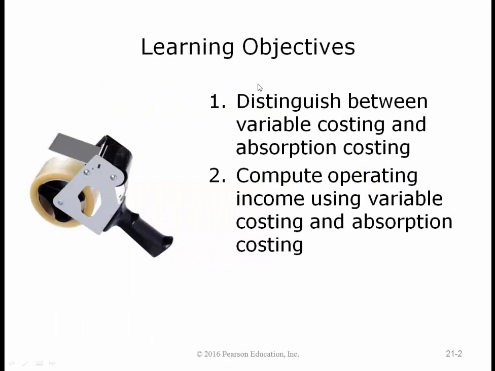Learning objectives: we're going to distinguish between variable and absorption costing. We're going to compute operating income using variable and absorption costing. And I'm going to do this a little bit more skinnied down, or a little bit more narrow, than what you might have seen in some of these PowerPoint slides. I'm not so concerned about the differences in operating income with each iteration of variable and absorption costing, but we're going to touch on that just a little bit. There's going to be a lot less information here than what you might see in your text. I don't want to focus a lot on that, but it will be there.